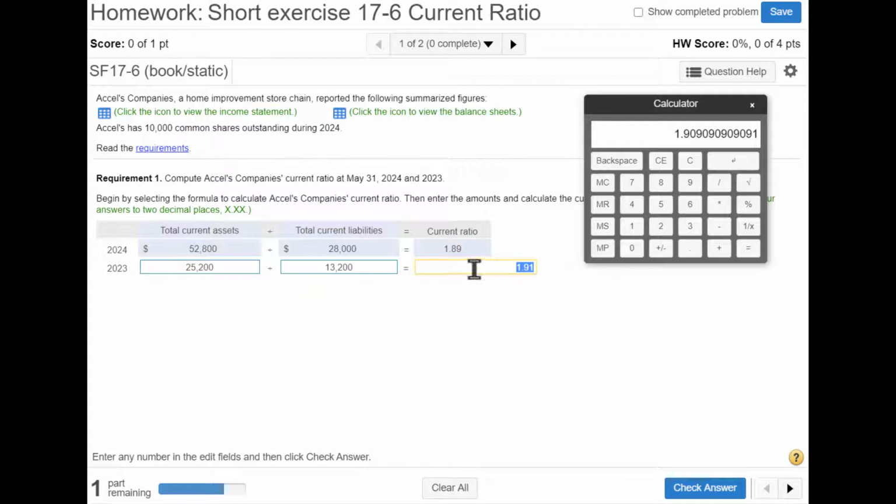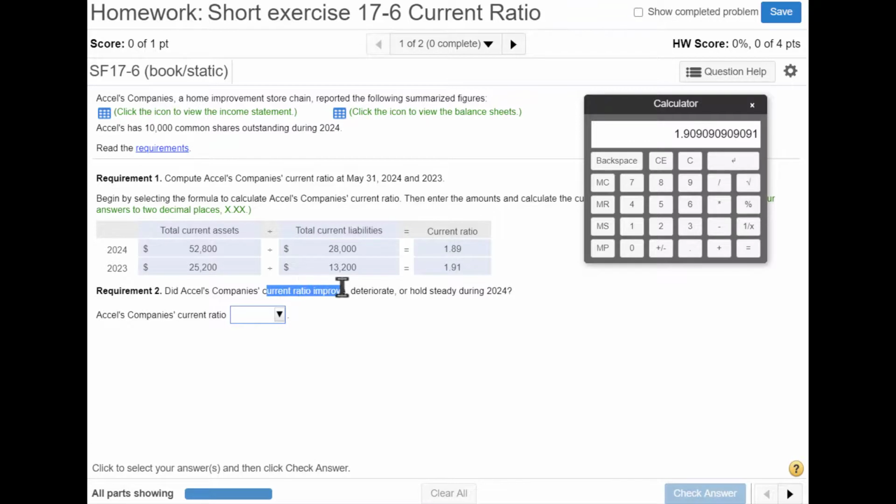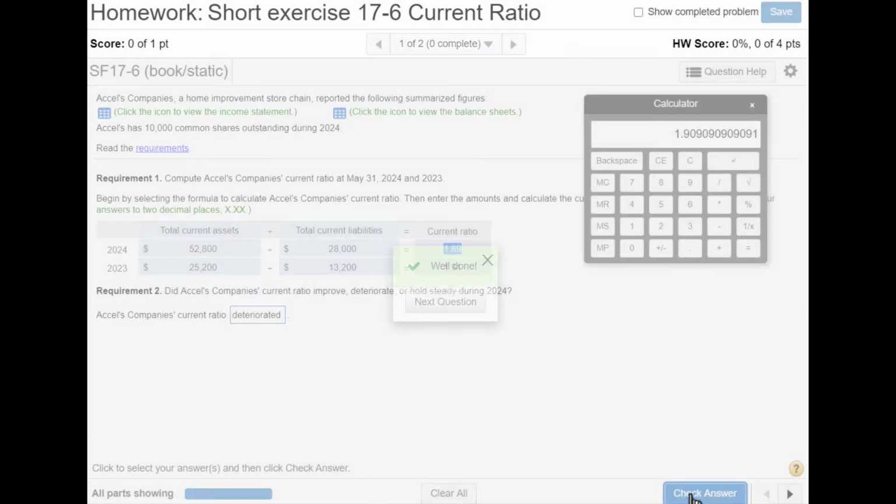So it was 1.91 and then it became 1.89. So what do we want? Higher or lower? Well, you want a ton of current assets, like $1 billion, to very few current liabilities, like maybe $1. So the higher, the better. So since the higher, the better, did it improve? Did it deteriorate? Or did it hold steady? Well, it got a little bit worse. It went from 1.91 and it dropped a tiny fraction to 1.89. So it got worse. Not significantly worse, but it did get worse. That's it.